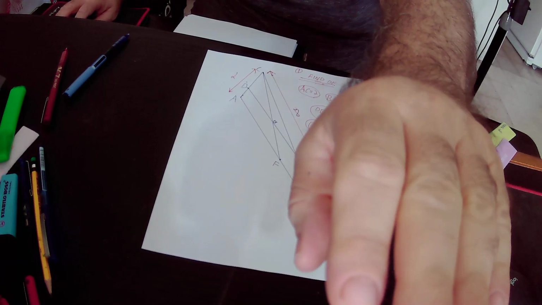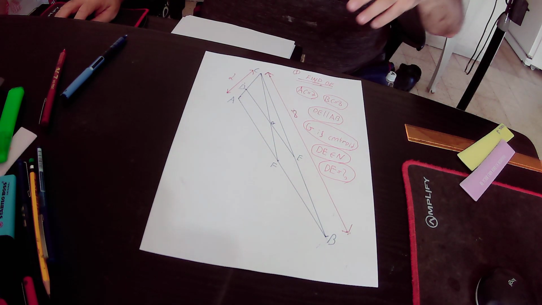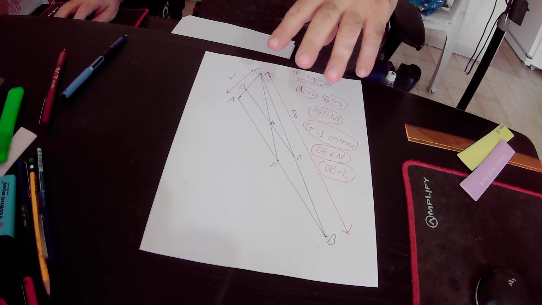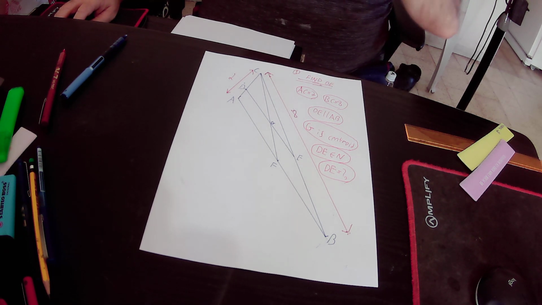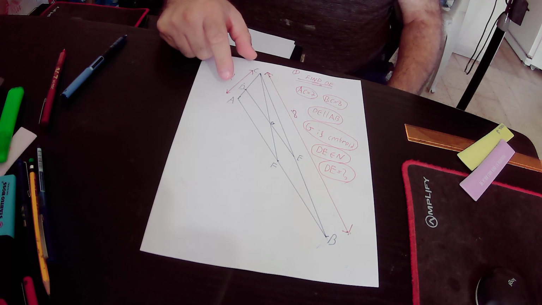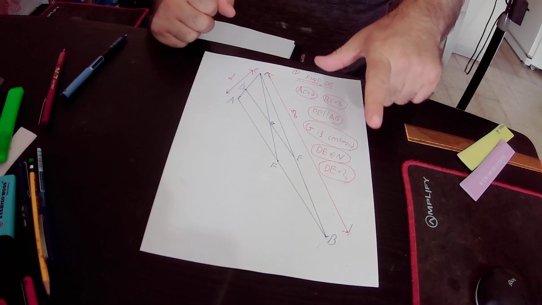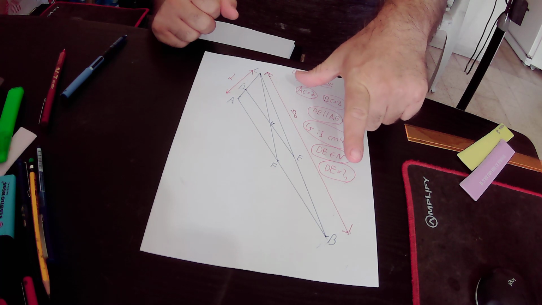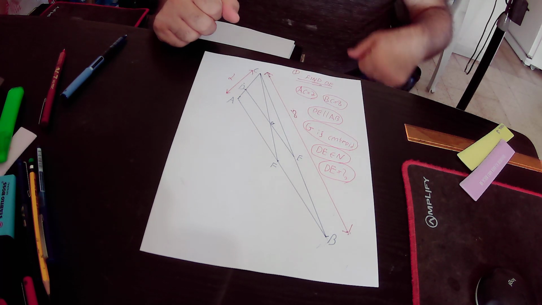Hello, in this lecture we will find the value of DE. In the drawing we have triangle ABC. We know that CD equals 2 units, BC equals 8 units.